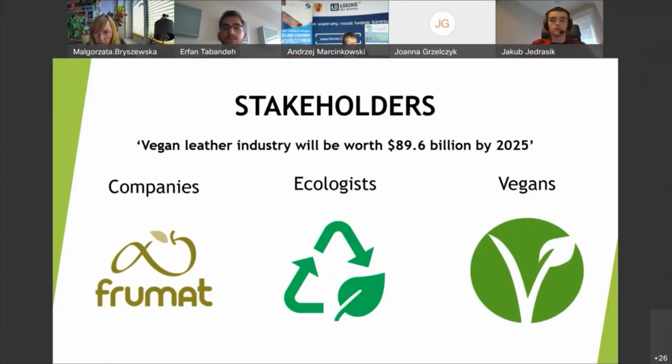Ecologists are another group of vegan leather advocates, since the leather is produced from 100% natural biodegradable materials, and in fact the leather can be eaten by various strains of yeast and bacteria. The last but of course not the least group of stakeholders are vegans. As the name suggests, no animal skin is being used in vegan leather, and this is why this type of leather is quite popular among vegans.